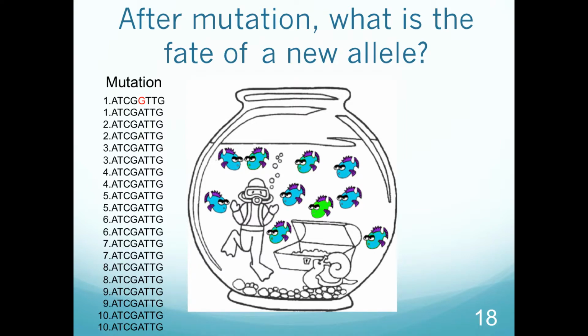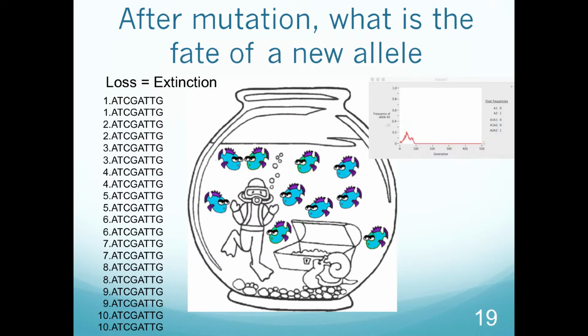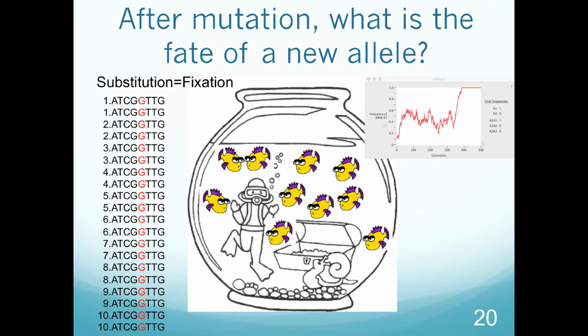Well, there's really only two fates. One would be extinction, and that's the most frequent fate, especially for new alleles. Their probability of going to fixation is very low, and so they'll most likely go extinct and be removed from the population. However, the other possibility is that it could go to fixation, in which case this Y allele would completely take over the population. In terms of DNA, when we find that an allele has gone to fixation, we call this a substitution. So this A has completely been substituted for a G and is now completely fixed in the population, this G.